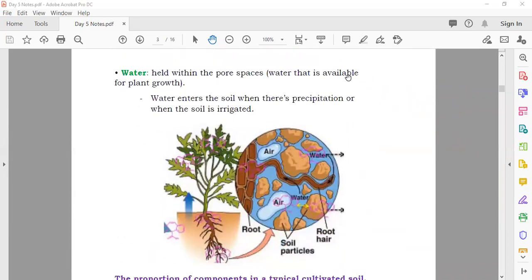Water is also there. If you make a microscopic view of the water under the roots, you can find it like this. Again, these are air particles and these are water particles. If you see, these roots are inside the soil, and in the soil you'll find all these particles. They're saying the water is held within the pores. Pores means small spaces inside the soil particles.